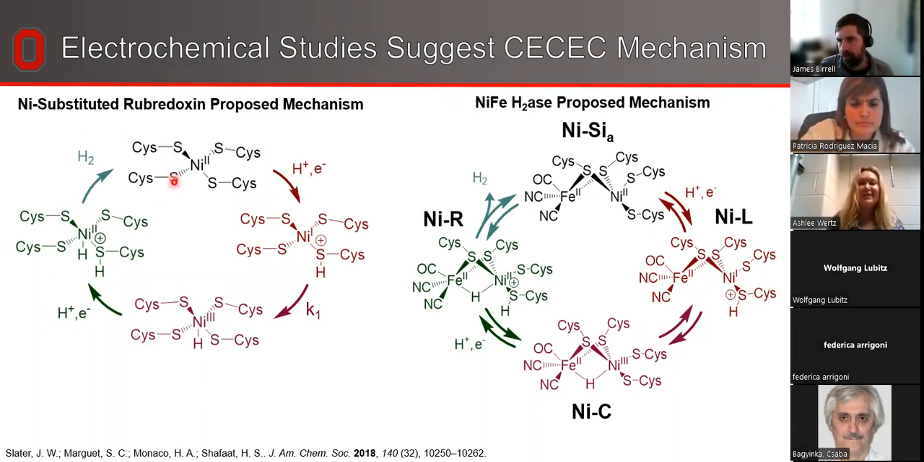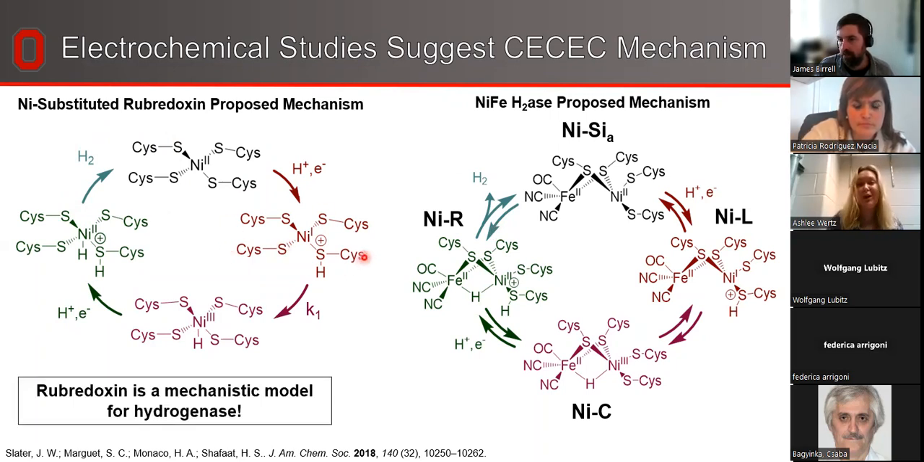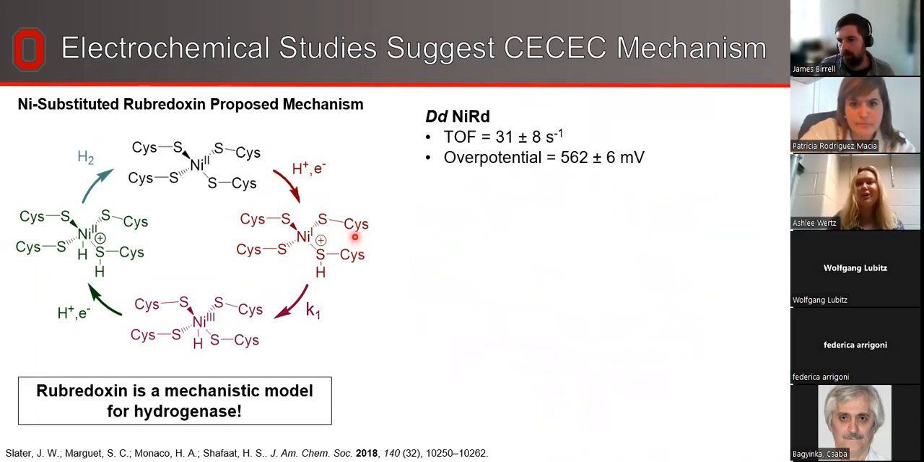You can see I put this side by side with the nickel-iron hydrogenase mechanism, and they are highly similar. So we believe that we also have a mechanistic model for hydrogenase. So with the structural, functional, mechanistic model in hand, where do we fall short?